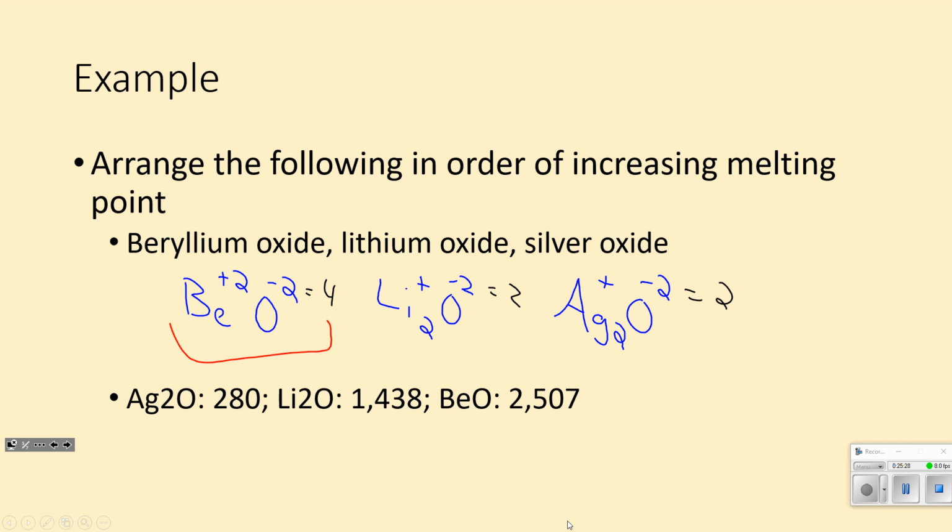silver oxide has a melting point of 280 degrees Celsius, which means that's how much energy is needed to make it go from a solid to a liquid, to overcome attraction. Lithium oxide definitely kicks it up a notch because lithium is smaller than silver, the ions can be closer together. Lithium oxide is a little over 1400 degrees Celsius for its melting point in order to loosen it up. Beryllium oxide, not only is beryllium small, but there's a higher charge, there's greater attraction. So beryllium oxide is over 2500 degrees Celsius for its melting point.